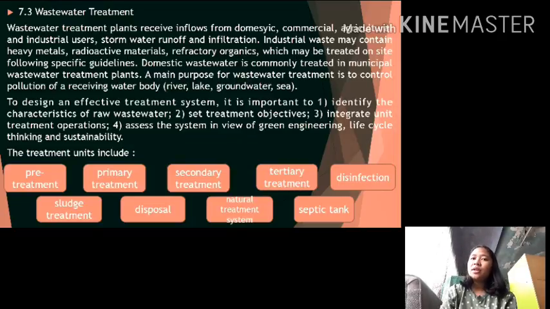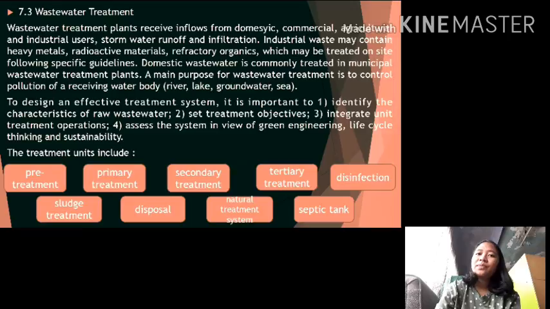60% suspended solids, 30% BOD, and 20% phosphorus. Next, secondary treatment, to remove dissolved organic matter using microorganisms, that is, biological treatment. Next, tertiary treatment, mainly to remove nutrients such as nitrogen and phosphorus. Next, disinfection, to remove pathogenic microorganisms using ozone, chlorine, ultraviolet light, or sodium hypochlorite. Next, sludge treatment, to treat and store the sludge from the treatment processes.